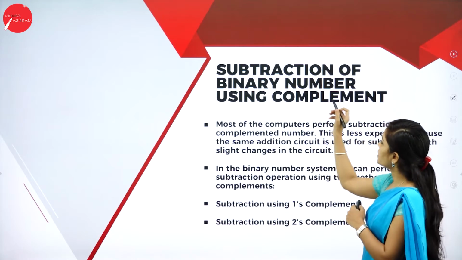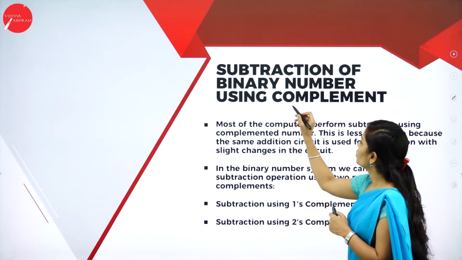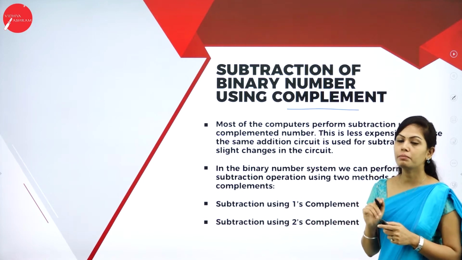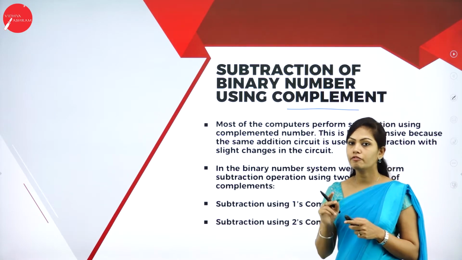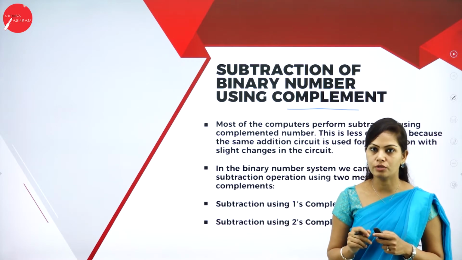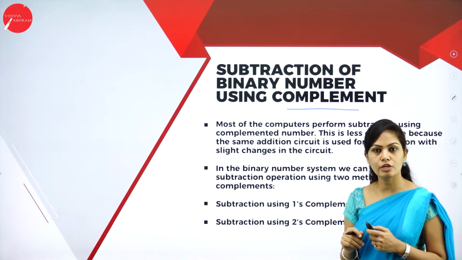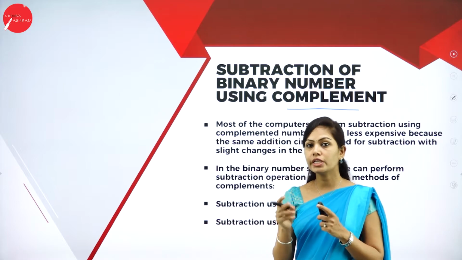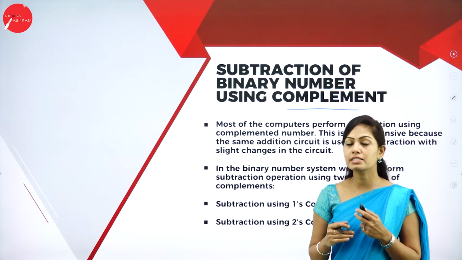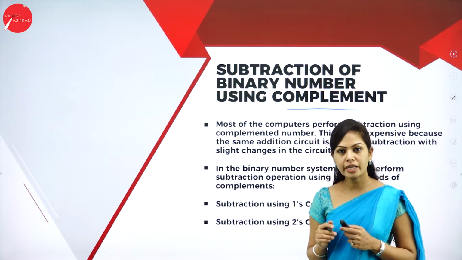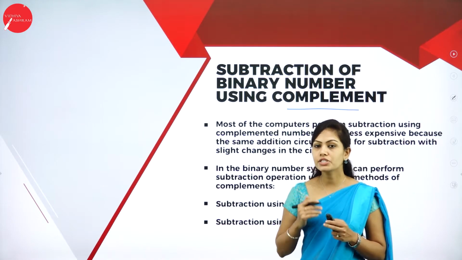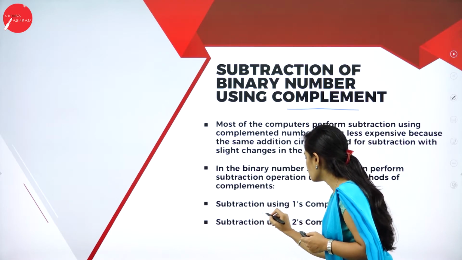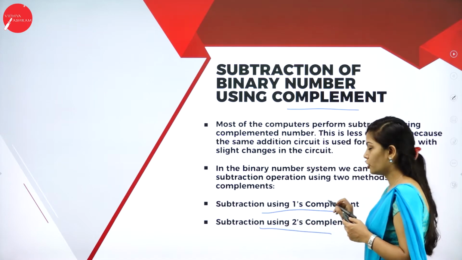Next we have subtraction of binary numbers using the complement method. Using the complement method, we can subtract two binary values. So how do we subtract two binary values using the complement method? Already I have discussed 1's complement and 2's complement, right? Using 1's complement and 2's complement, we can subtract two binary values. In binary subtraction, we can perform the operation using two methods of complements. They are subtraction using 1's complement and subtraction using 2's complement.